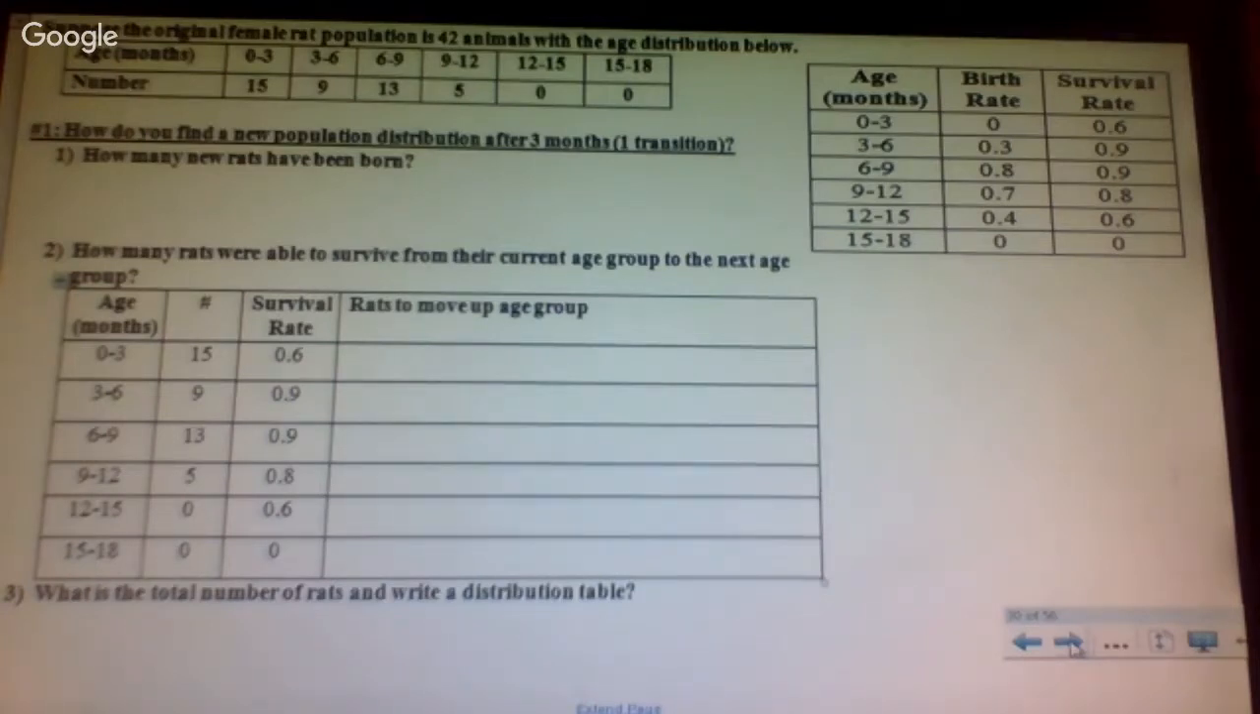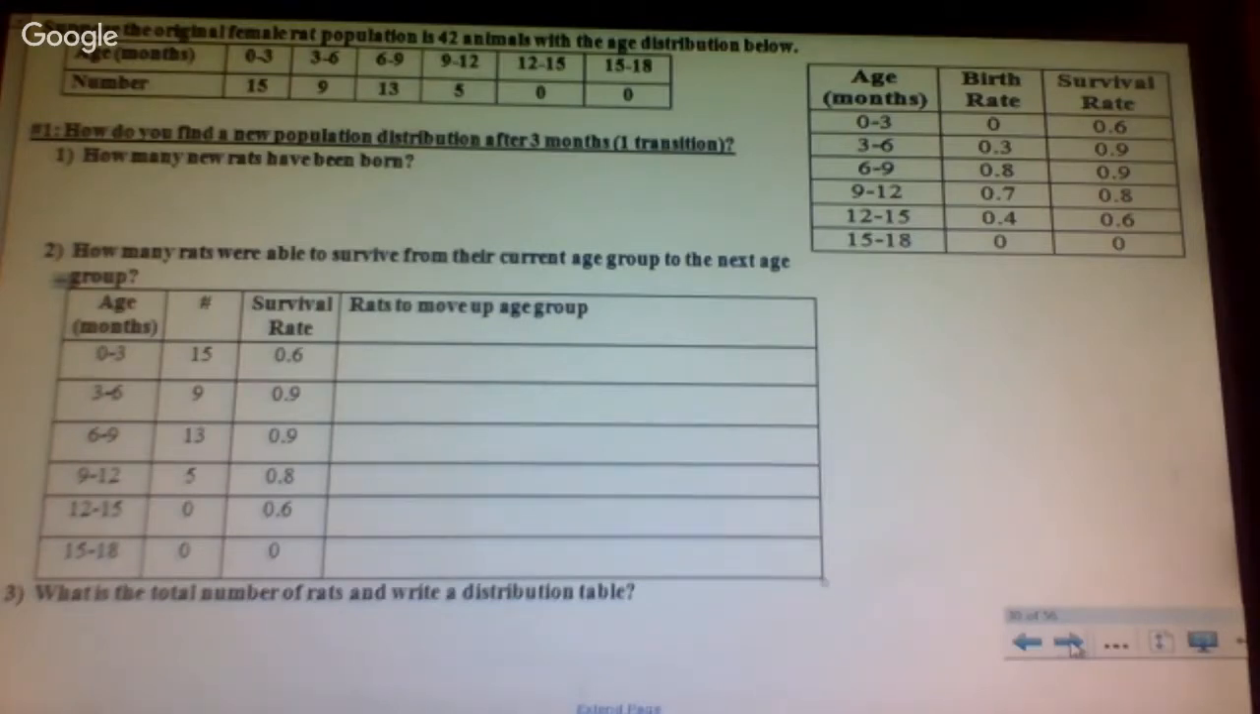Why is 1 transition 3 months? 3 months have gone by in 1 transition. Because it goes from 3 to 6, 6 to 9. Look at all of your ages, 0 to 3. They're grouped in 3, so that means every 3 months is a transition.